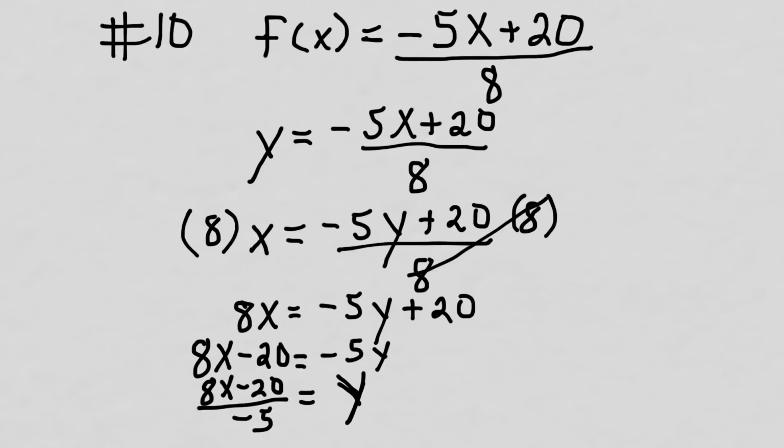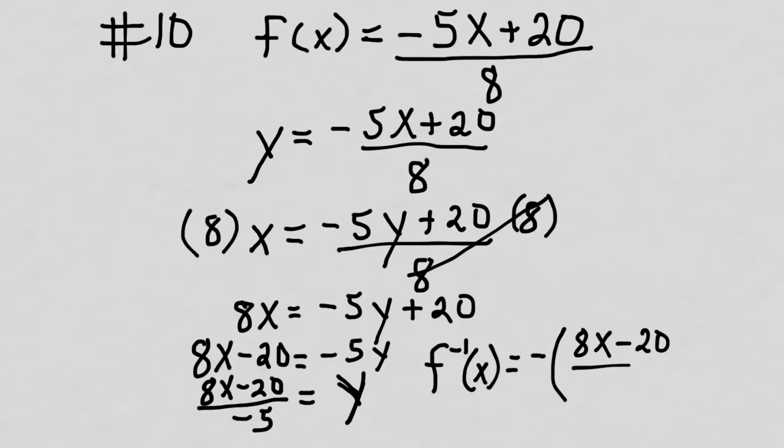We have to write this in function form, so it's going to be f inverse of x equals. Probably the best way for the purpose of this would be to take that negative sign and put it on the outside of parentheses and make it -(8x - 20)/5. Several ways you could write this, especially this inverse function. I'll accept it in several different ways. I'll know if you did it right. But probably the way I would leave it for this test is like this.